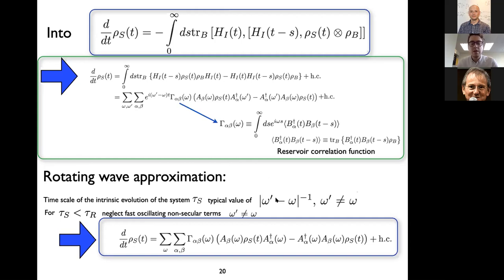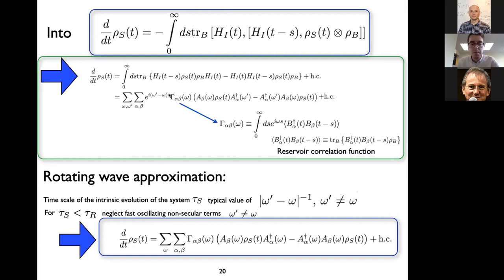So now, to make the rotating wave approximation, we assume that the characteristic timescale governing the free evolution of our open system is much faster than that governing the time evolution due to the interaction. Then we can neglect terms for which omega does not equal omega prime. Intuitively, because we're assuming this timescale is very fast, this quantity will be very small, and therefore its inverse will be very large. So the modulus of omega prime minus omega will generally be very large.